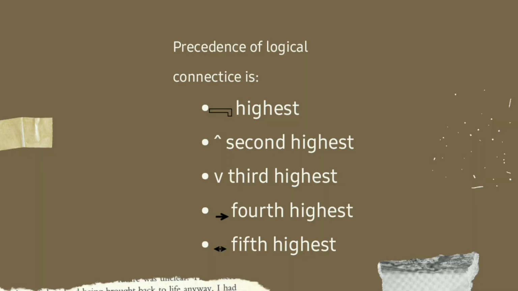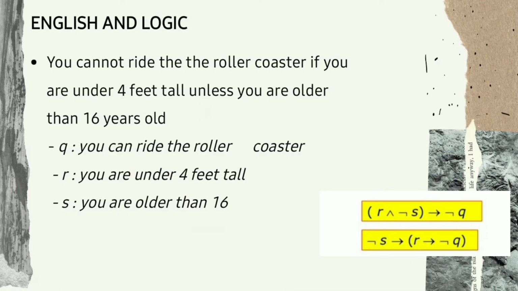Mathematical logic has a precedence of logical connectives: highest, second highest, third highest, fourth highest, and fifth highest. Mathematical logic also relates English and logic. In English, there are many types of sentences. A few of them are functional statements, commands, opinions, questions, and exclamations. But in the objective study of logic, we will use only functional statements or propositions. So these are examples of English and logic.